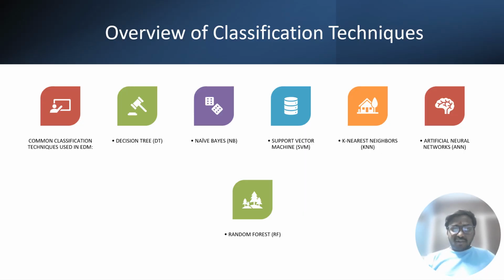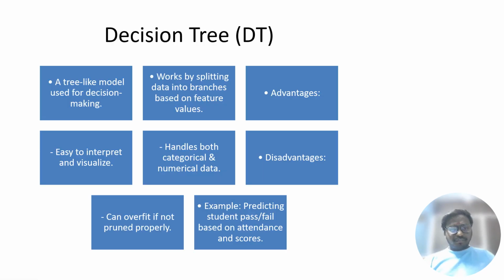Overview of classification techniques. Common classification techniques used in EDM: decision tree (DT), naive Bayes (NB), support vector machine (SVM), K nearest neighbors (KNN), artificial neural networks (ANN), and random forest (RF). These are the classification techniques used in EDM. And let's go to decision tree (DT).